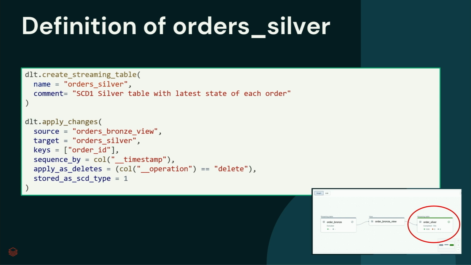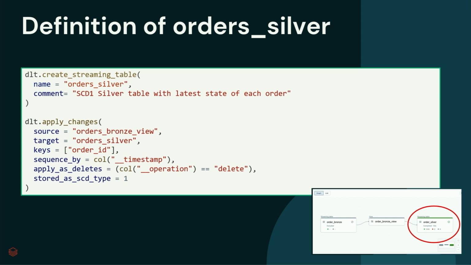I need to tell apply changes how to sequence my records. Records might, on a streaming system, not always arrive in order. So I use the timestamp that comes from the original database, because I know that's how the changes happened on the original database. That should be a reliable value to sequence my changes by.